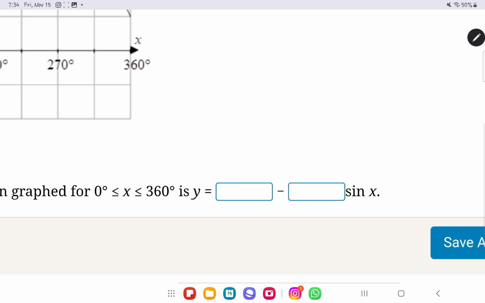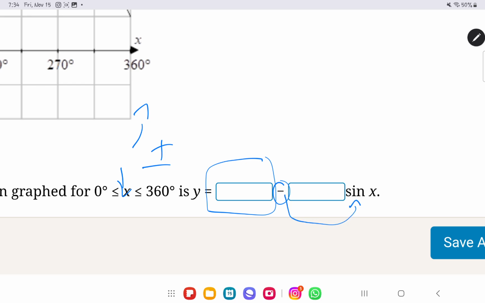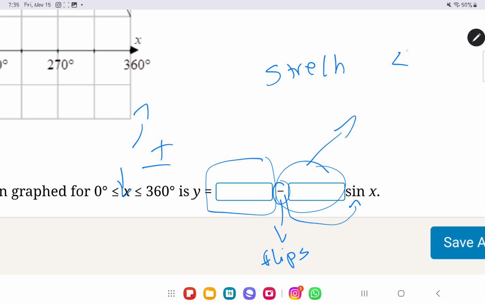Let me explain how they wrote the formula. This over here, if it is positive or negative, that means it goes up or down. It's a shift upwards or a shift downwards. This number over here that's multiplied by the sine, we already know it's negative. So if it's negative, that means it flips. It's opposite to what it's supposed to be originally. And this number over here determines if we have a stretch or a shrink. Again, how do we know it's a stretch? A stretch has to be greater than 1. And if it is a shrink, it has to be between 0 and 1.